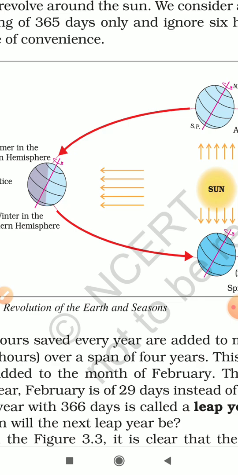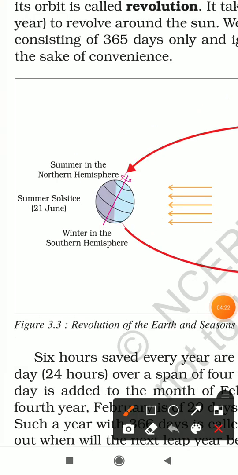So students, remember the date 21st June. That is the time when the longest day and the shortest night occur in the northern hemisphere. All right. At this time, the conditions in the southern hemisphere are quite opposite of the northern hemisphere. That is, it is winter season in the southern hemisphere. The nights are longer than the days. This position of the Earth is called summer solstice.